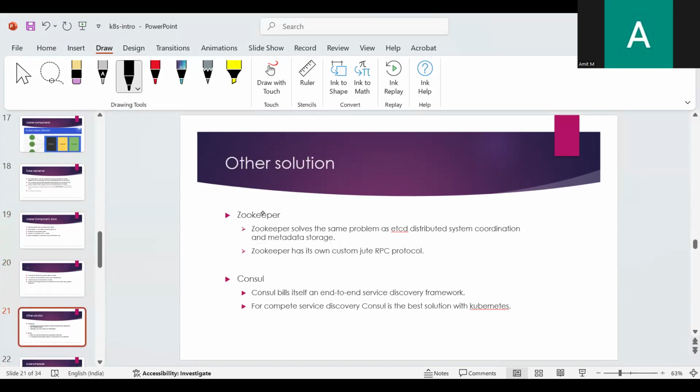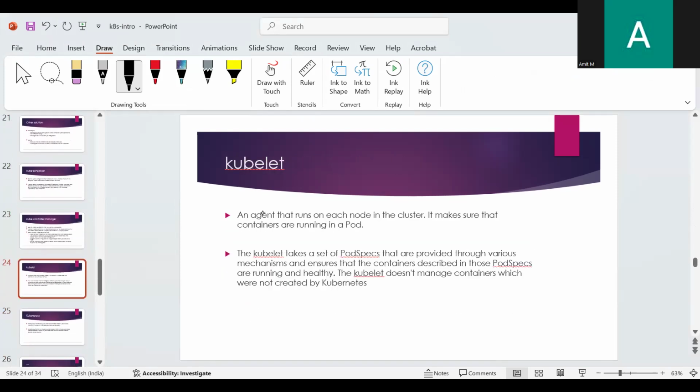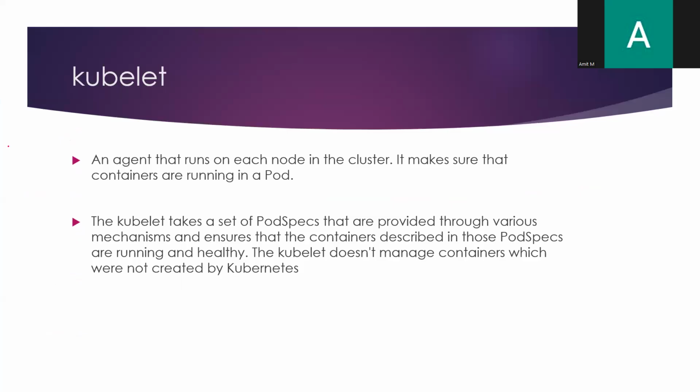I already explained what a container runtime is. In our case, the container runtime is Docker, which runs the container lifecycle. Now, kubelet. Kubelet is an agent that runs on each worker node in the cluster. It makes sure that containers are running in the form of pods. Kubelet takes a set of pod specs provided through various mechanisms and ensures that the containers described in the pod specs are running and healthy.